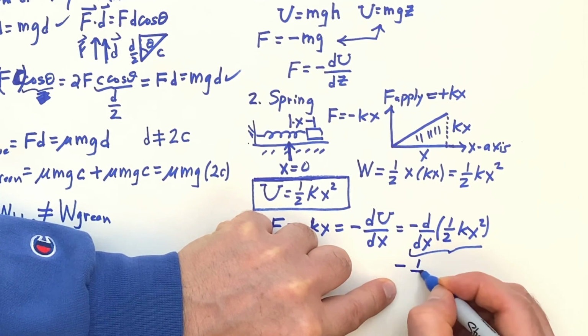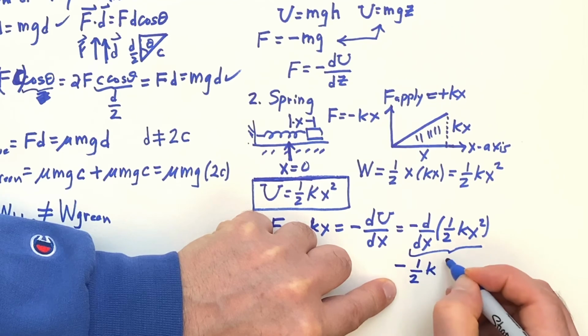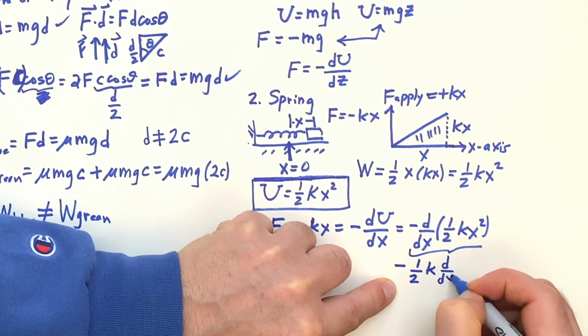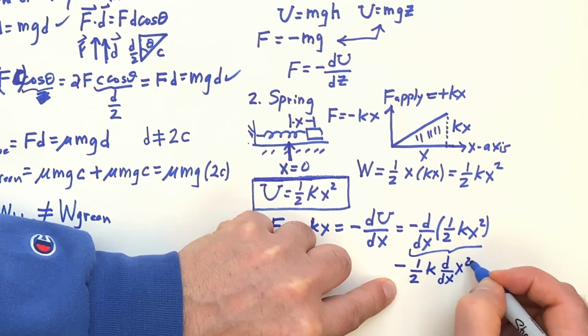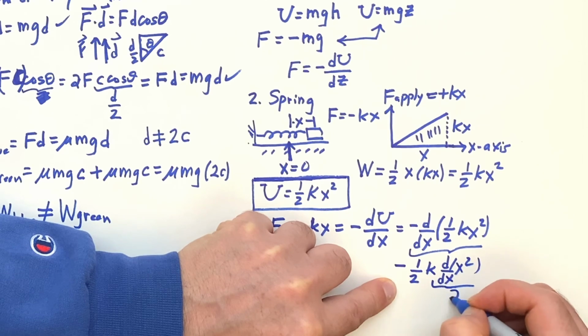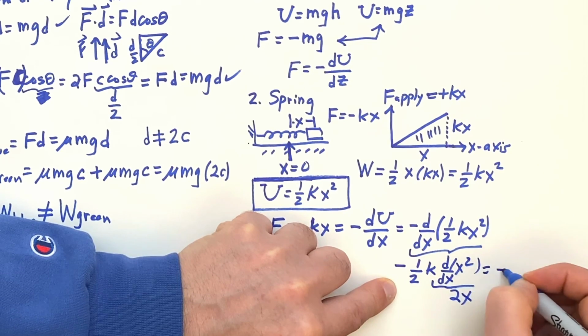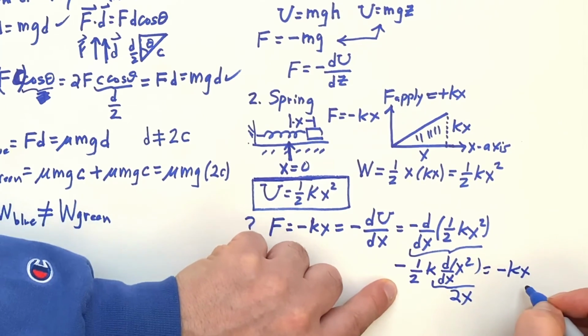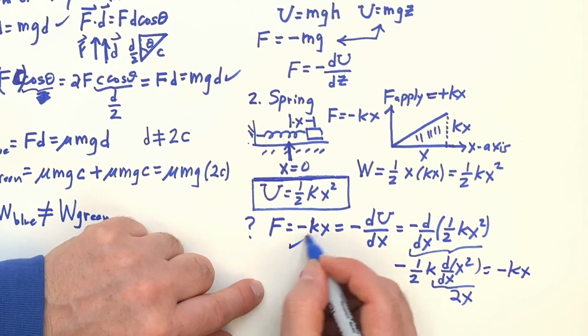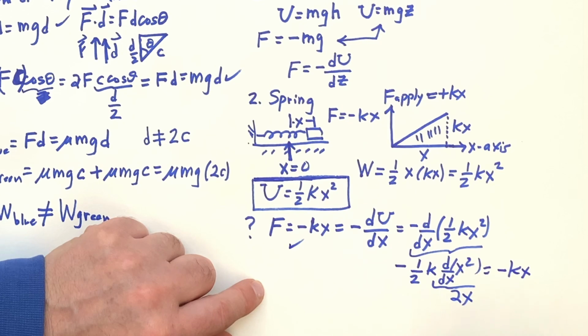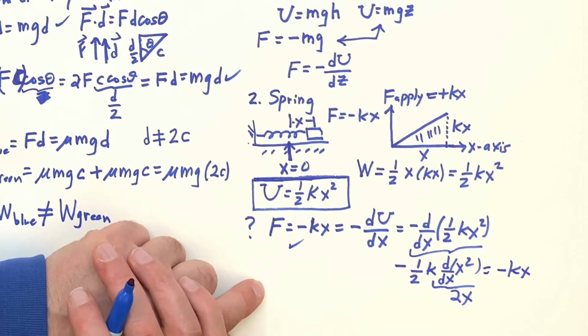So this should be 1/2 k times the derivative of x squared, and that's going to give you 2x. Then the 2's cancel, and you get minus kx, which is the force. Yes, it checks out. So that's a very, very nice, let's say, confirmation that we have a good physics that we're doing here.